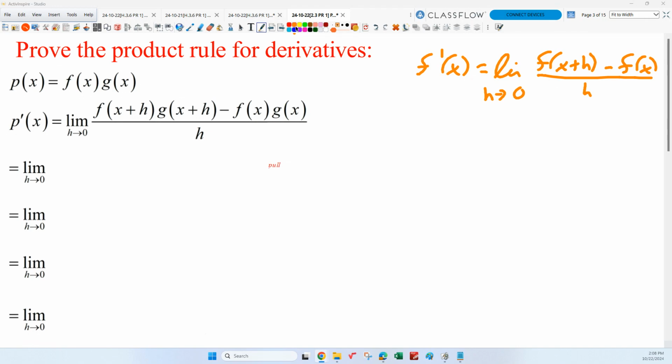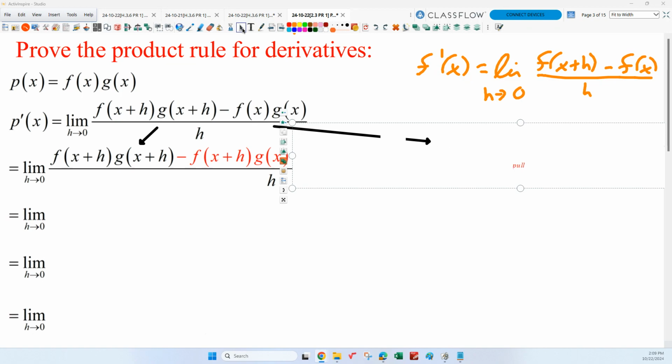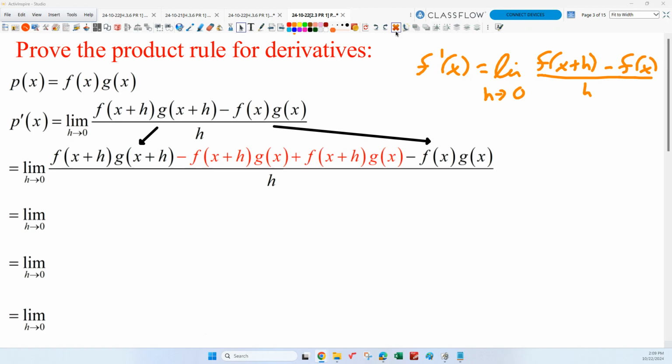Okay, here's where things get a little wonky, though. There's a step in a proof like this that you're not at all used to. 99, maybe 99.9% of the time, when we want to manipulate something algebraically, we multiply by 1. We multiply the top and the bottom by the same thing. Very seldom do we get to add 0. But we're going to add 0 here.